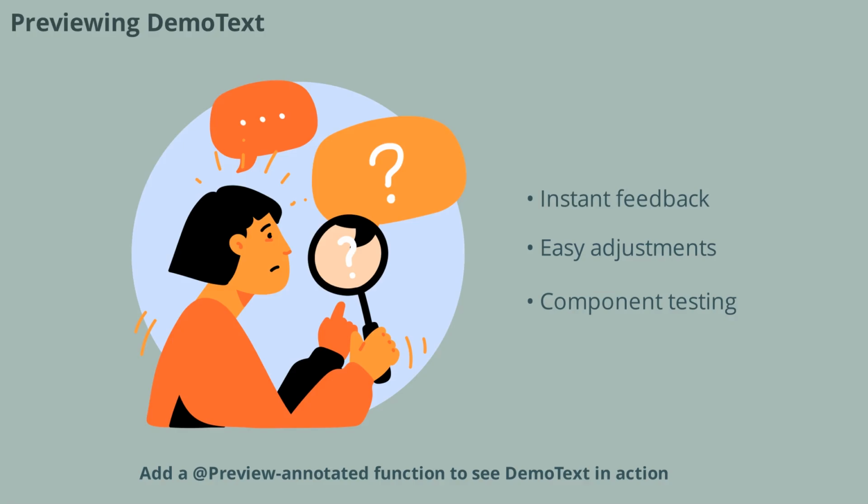Add a @Preview annotated function to see DemoText in action. Change the message or font size and watch the preview update instantly. This rapid feedback loop helps you perfect your UI components before integrating them into the main screen.